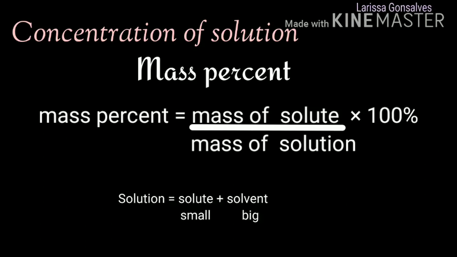A solution is made up of two things, solute and solvent. Solute is the smaller part of the solution and solvent is the bigger part of the solution. For example, if I give you sugar and water, I'll tell you to mix sugar in water and we get a sugar solution. The sugar which we used was in smaller quantity and hence it is going to be the solute, and water which was used in larger quantity will be the solvent.